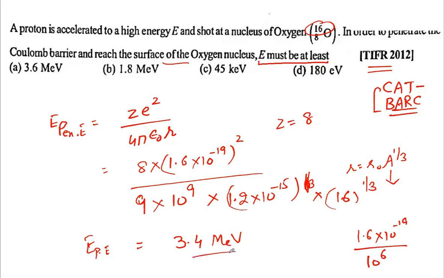So you can find out the value of this penetration energy in terms of mega electron volt, and this is the minimum energy that a proton must have if it wants to interact with this oxygen nucleus. Now, which option is closest to our result? 1.8 mega electron volt is less than this, so it cannot be correct. 45 kilo electron volt is very less, so it cannot be that either. 180 electron volt is also very less.